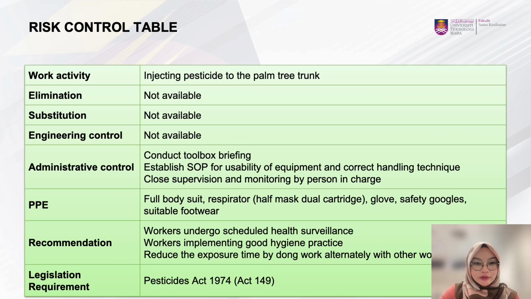For injecting pesticide into the palm tree trunk, the elimination, substitution, and engineering control are unavailable. Administrative control is to conduct toolbox briefing, establish SOP, close supervision and monitoring by the person in charge, and provide PPE such as full bodysuit, respirator, gloves, safety goggles, and suitable footwear. The recommendations are that workers undergo scheduled health surveillance, implement good hygiene practice, and reduce the exposure time by working alternately with other workers. The legislation requirement is the Pesticide Act 1974.